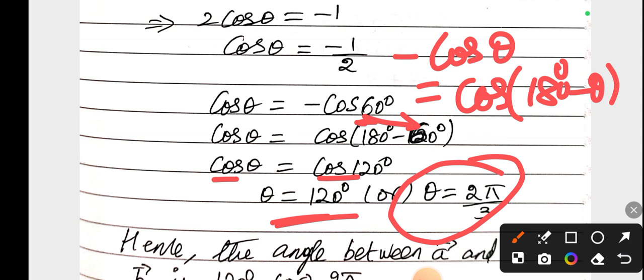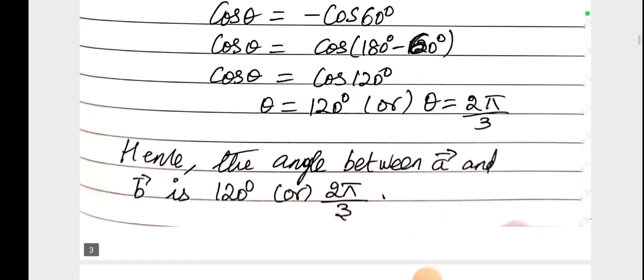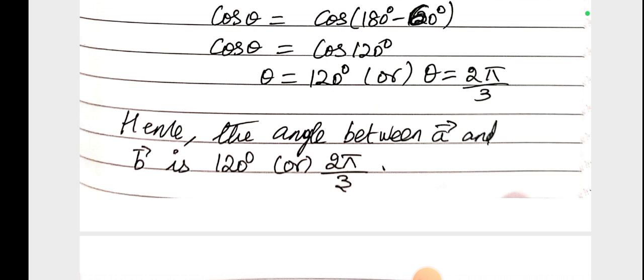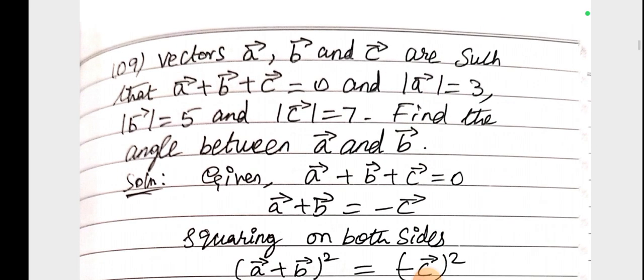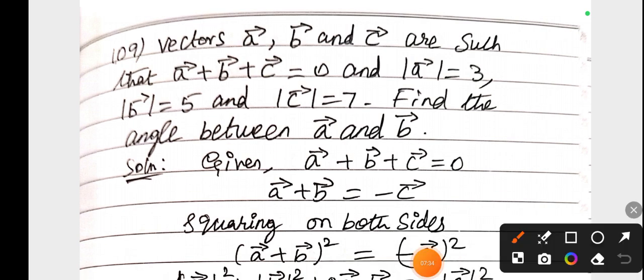This is 11th standard part, children. So 180 minus 60 is 120. Cos and cos get removed. Theta equals 120 degree. Then theta equals 2 pi by 3. Clear? Check. Therefore, the angle between A vector and B vector is 120 degree or 2 pi by 3. Then going to the 9th question.